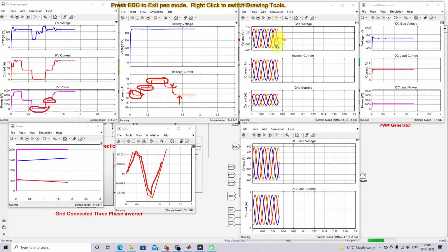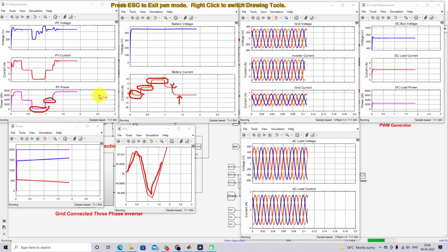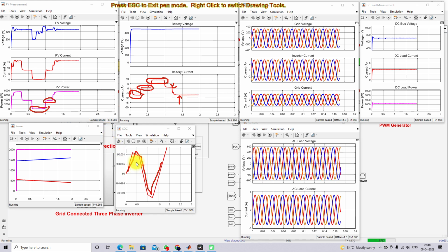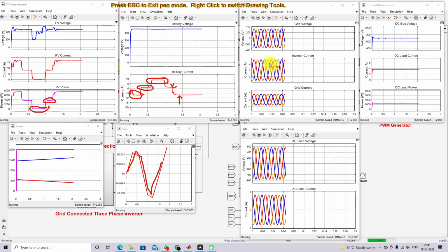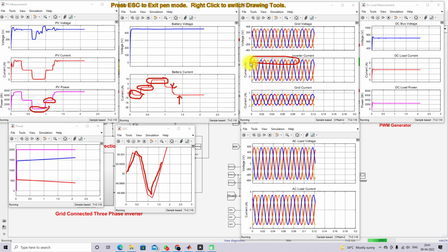Now you can see the grid voltage, inverter current, and grid current. Here you can see the condition of the PV and SOC is greater than 10 percent. In this condition we are sending power to the grid only, that means grid and AC load only. So the commanded current will be 3 amps. Here you can see the peak amplitude of the inverter current is maintained at 3 amps.